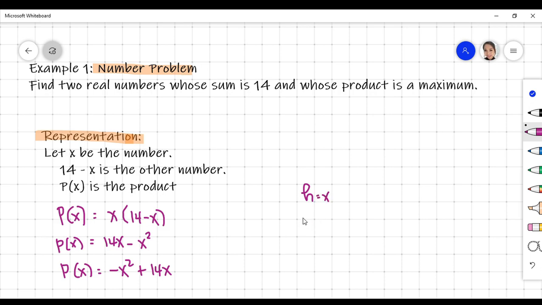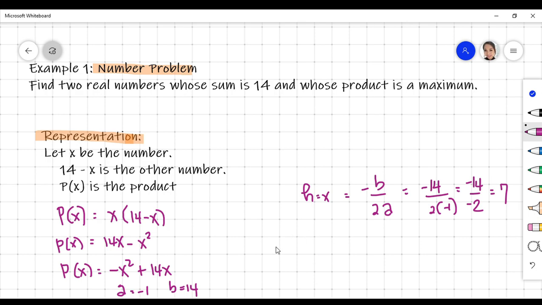So let us solve for h here, which is equivalent to negative b over 2a. And our a is negative 1 and our b is 14. So negative b, which is negative 14, over 2 times negative 1. Negative 14 divided by negative 2 is positive 7. So 7 is our first number.